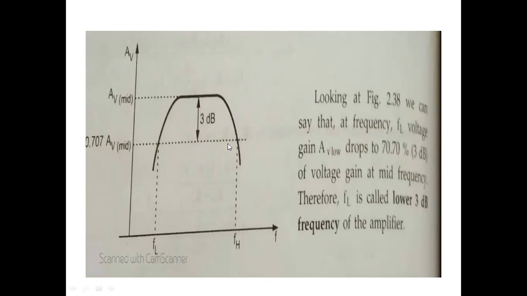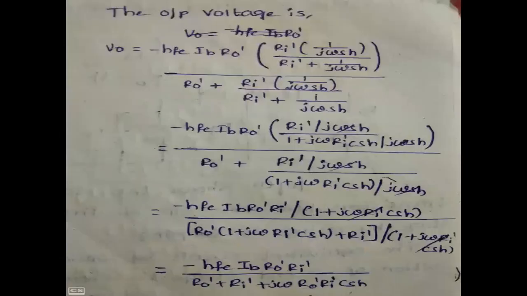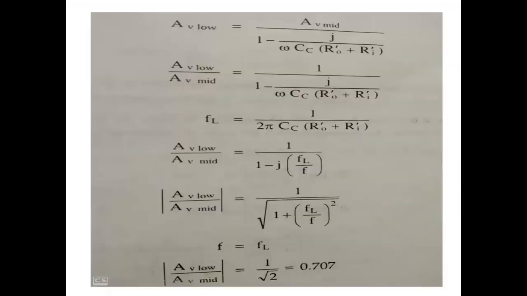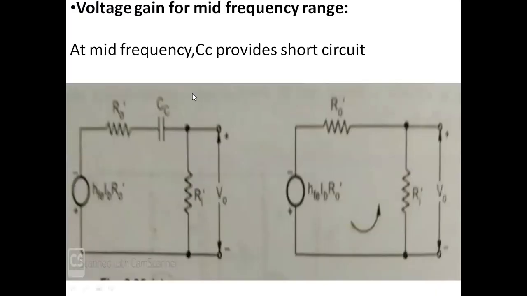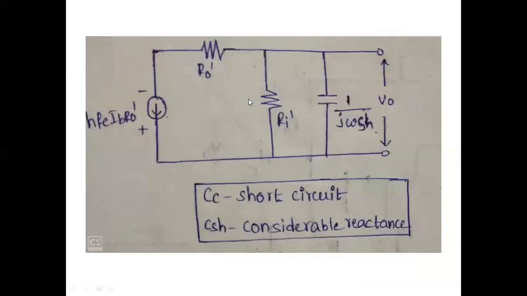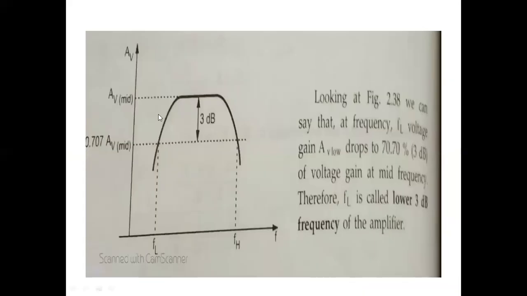At lower frequencies, low, mid, and higher, the coupling capacitor has some reactance. It provides some reactance. At mid frequencies, the coupling capacitors become short circuited. At higher frequencies also, the coupling capacitors become short circuited. But in that case, we have one more capacitance, the internal, shunting capacitance, and that one will be considered. If you perform the analysis, we can get the response of the two-stage RC coupled amplifier like this.